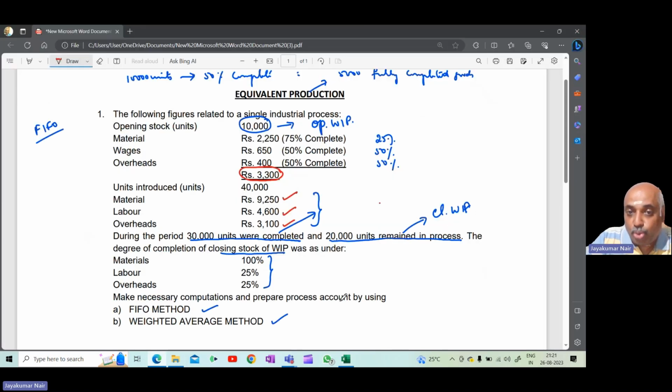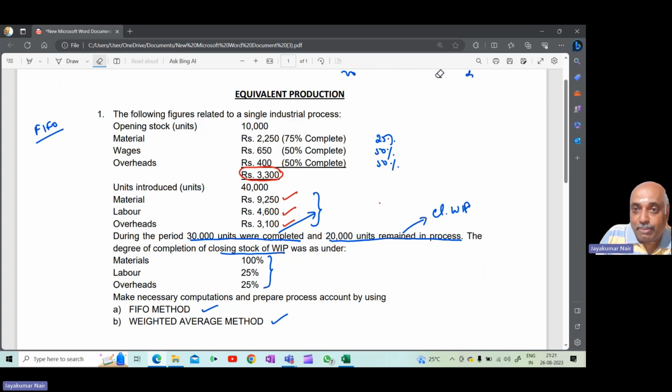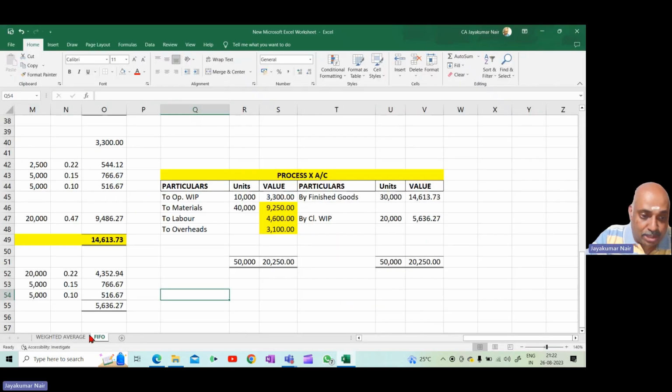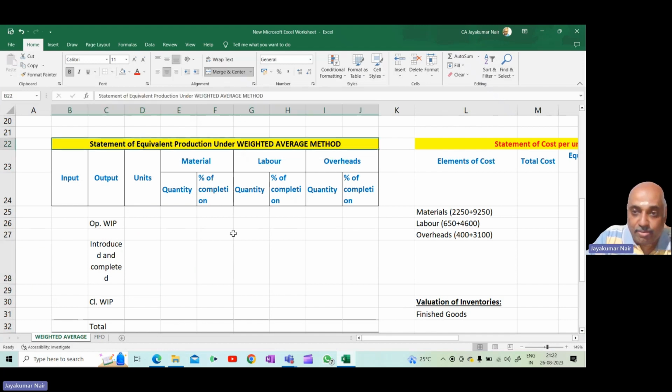Now the same problem, you also have to work it out under the weighted average method. So weighted average method, how do we do it? First we will prepare one statement, the statement of equivalent production. How do we prepare it for weighted average? We will see. So we are doing the second part of the question. So for weighted average, first is the statement of equivalent production.